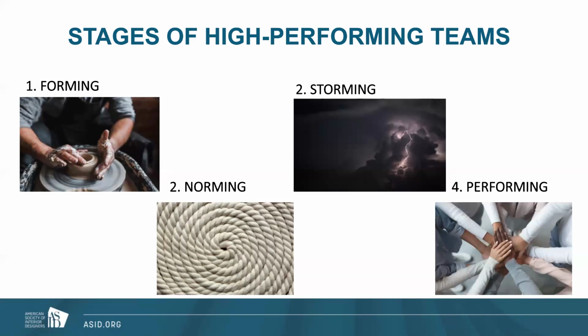And 4, norming. That's the third stage. That's getting into a groove and a flow. The norming stage happens when you become familiar with your policies, your procedures, and each other and how you work well together. Stage 4 is performing. This is your well-oiled machine stage.